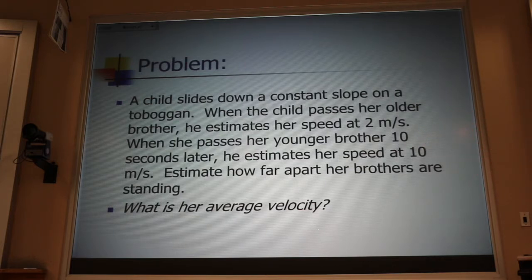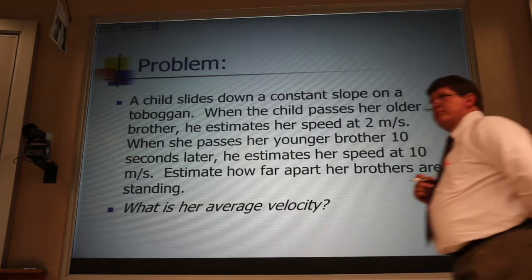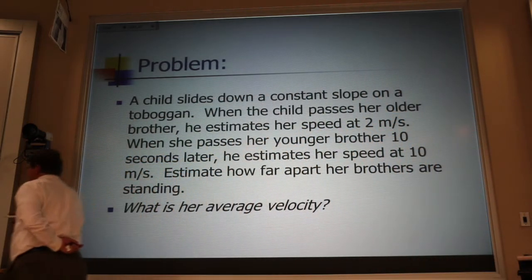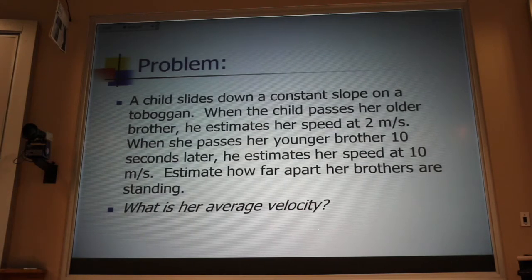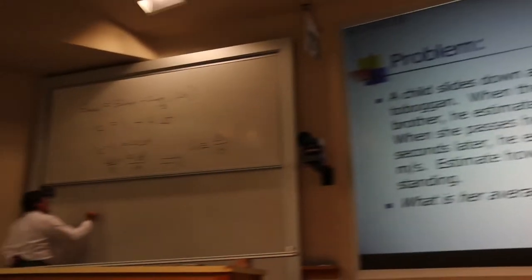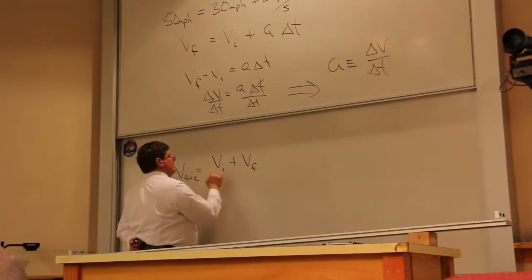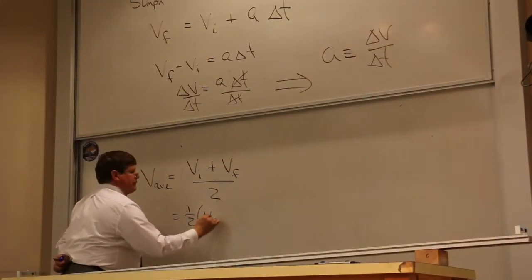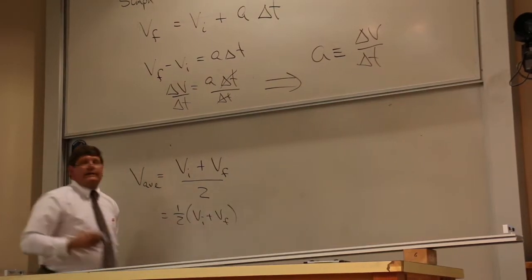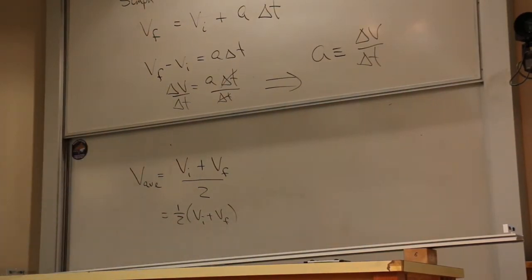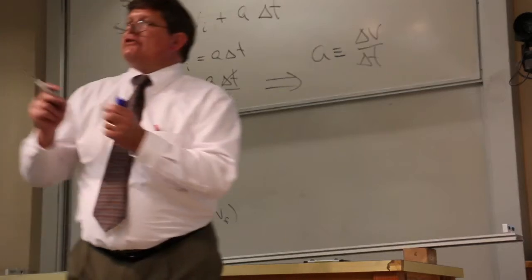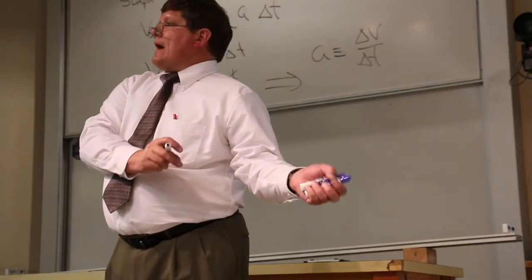When we have uniform acceleration between, we can find the average by doing this. The V average is just equal to V initial plus V final over 2. Or I could write that as 1/2 times V initial plus V final. So I take the slowest of 2, add it to the fastest of 10, that gives me 12, divide by 2 is 6. On average, this young lady was going 6 meters each second down the hill.